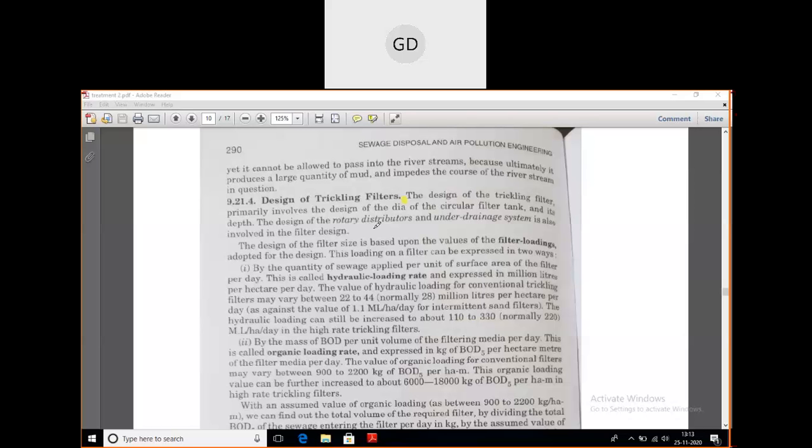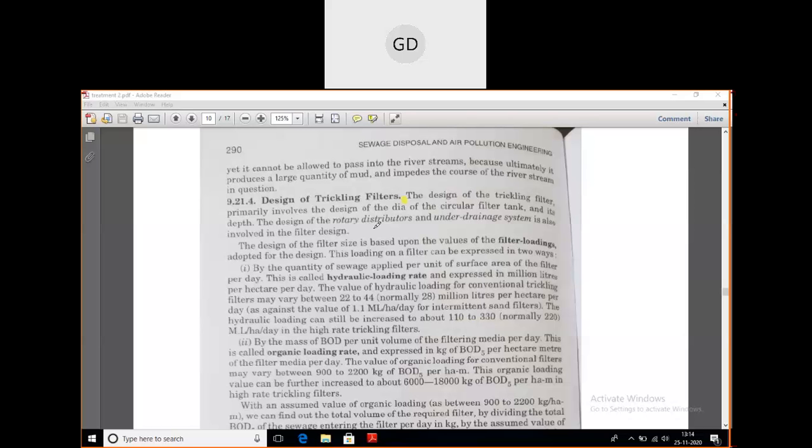So the design of the filter size is based upon the values of the filter loadings adopted for a design. This loading on a filter can be expressed in two ways. So you have to design the filter size also, and that depends upon the values of the filter loadings, how much loading you have applied to the filter. It can be expressed in two ways. So what are they?